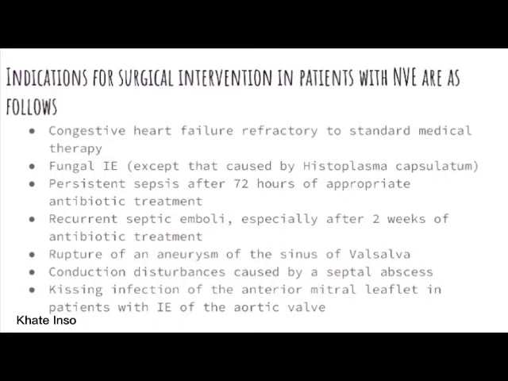And lastly, antimicrobial prophylaxis. It is used to prevent infective endocarditis in patients who are at high risk, such as persons with prosthetic heart valves, before a bacteremia-causing procedure. An example of this is dental extraction.